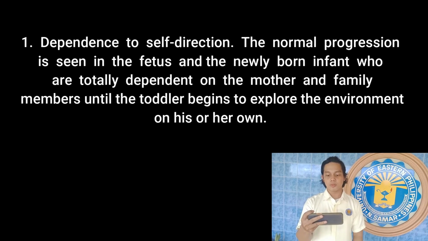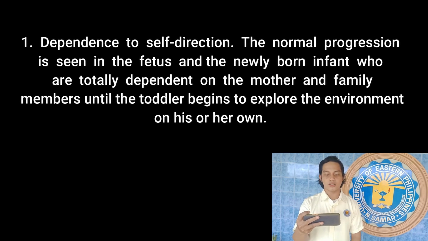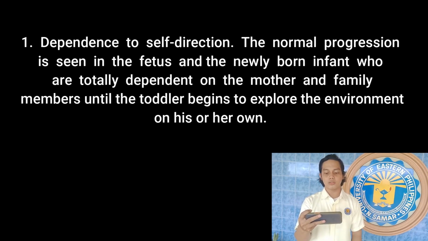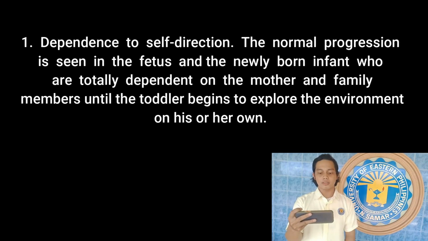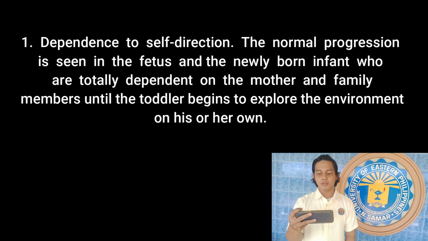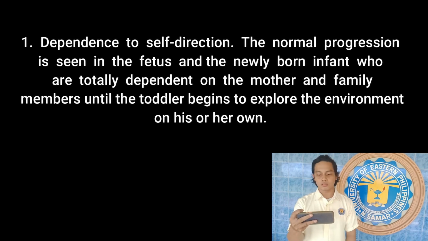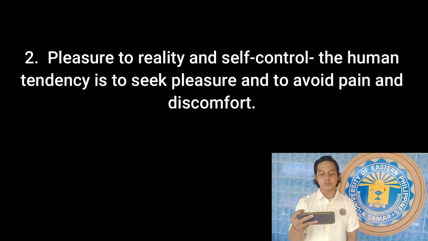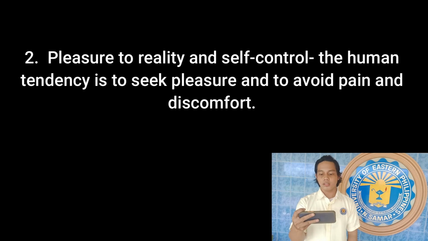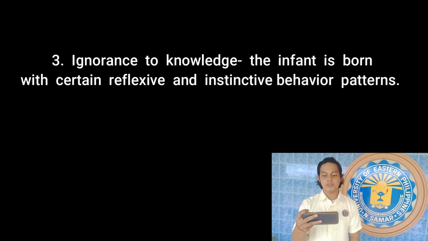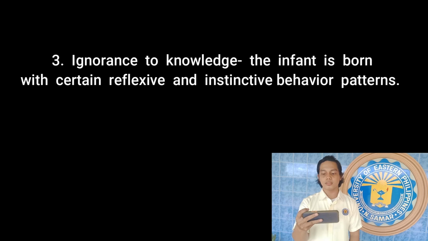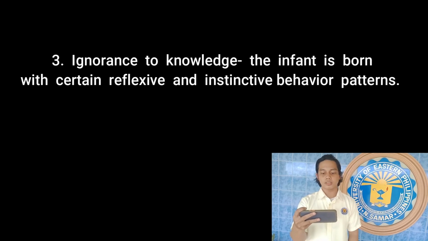The normal progression is seen in the fetus and the newly born infant who are totally dependent on the mother and the family members until the toddler begins to explore the environment on his or her own. Second, pleasure to reality and self-control. The human tendency is to seek pleasure and to avoid pain and discomfort. The third, ignorance to knowledge. The infant is born with certain reflexive and instinctive behavior patterns.